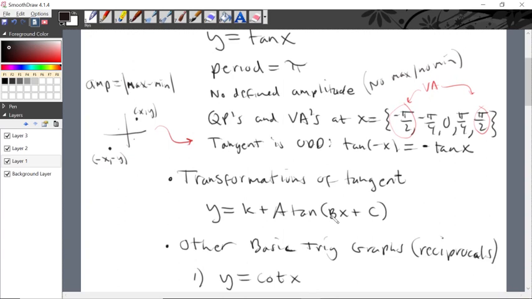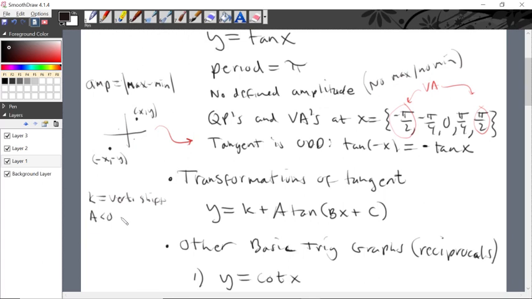We'll focus mostly on A, B, and C, but we can also consider the vertical shift, certainly. So A, we're not going to refer to that as having anything to do with amplitude for tangent graphs, but it will still have an effect on stretching the graph vertically, right? And also reflecting, right? Okay, so let's see. So K is still going to be a vertical shift of the basic graph, either up or down, depending on whether K is positive or negative.